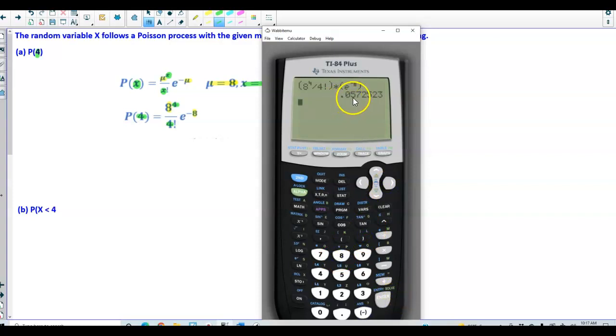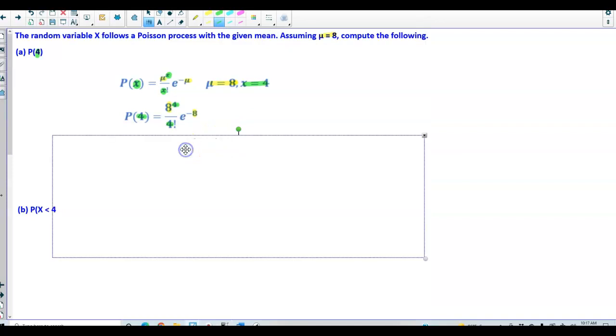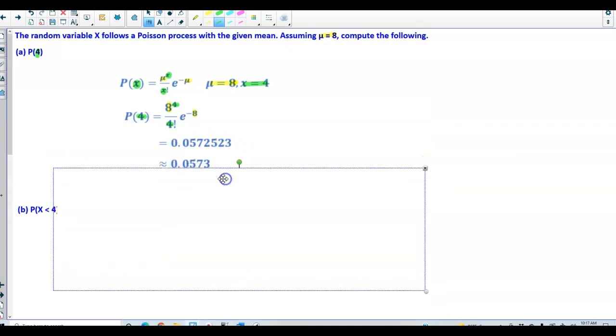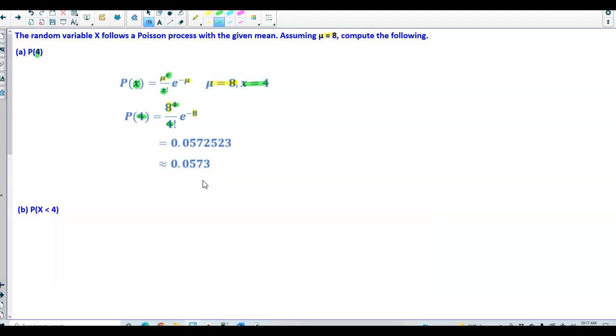So we get 0.0572523, which is what we get here, and then we want to round it to 4 decimal places, so we get 0.0573. So that is the first one.